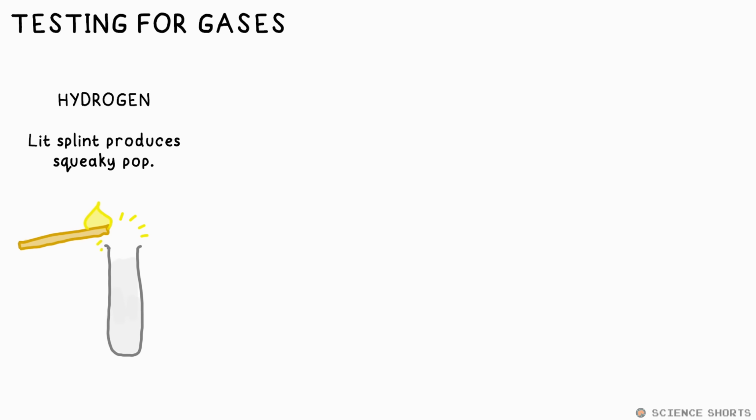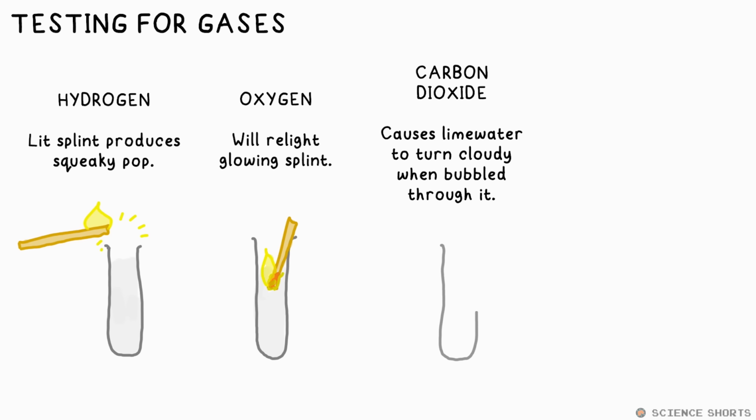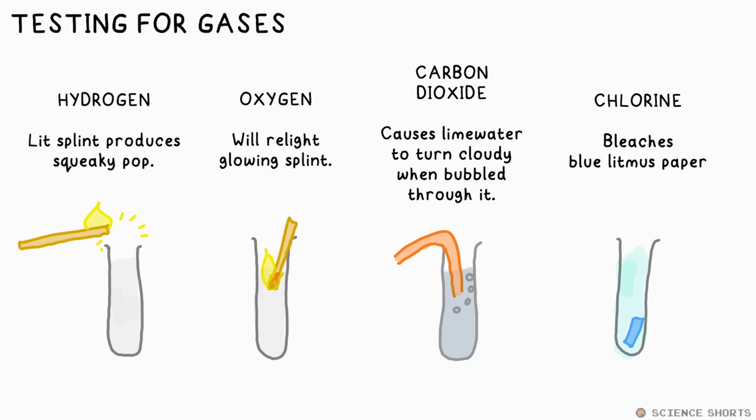If we think we have hydrogen in a test tube, we can test for this by holding a burning splint over the test tube, and it'll produce a squeaky pop if it is. Oxygen will relight a glowing splint. Carbon dioxide will turn lime water cloudy when bubbled through it. Chlorine gas will bleach damp blue litmus paper, that means turn it white.